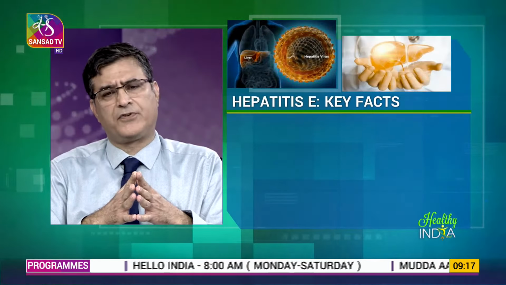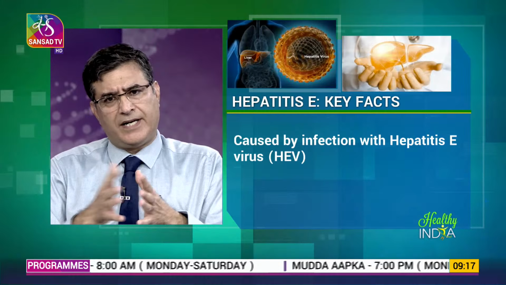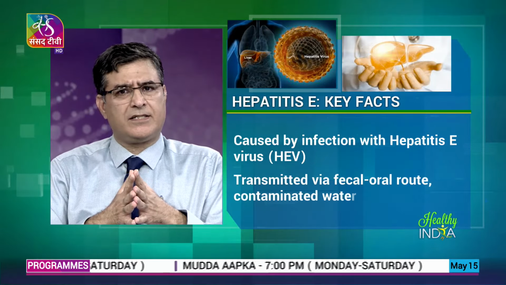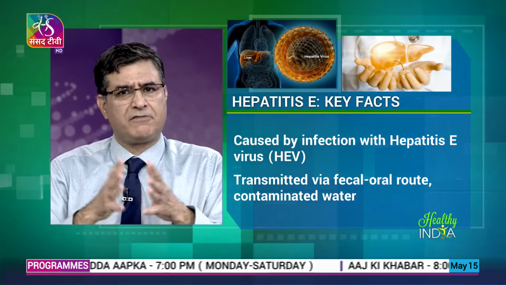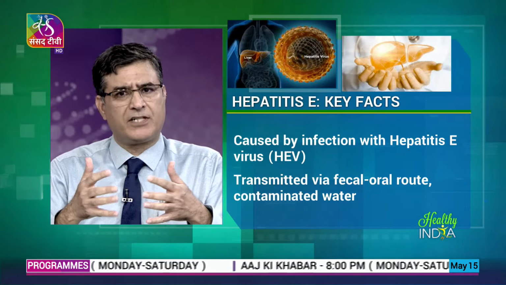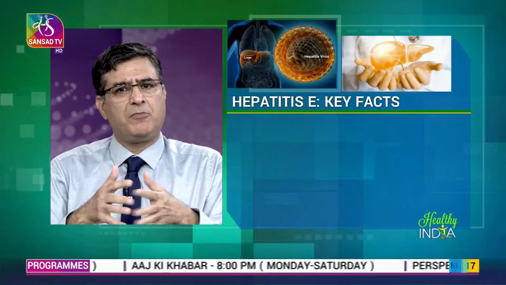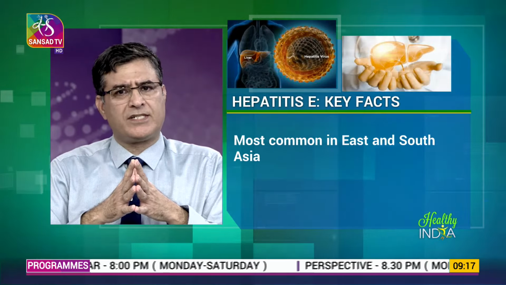And if you ask me today, based on data, the most common cause of acute jaundice or acute hepatitis is hepatitis E in our country. On the other hand, hepatitis D is a partial virus, a defective virus. It cannot cause an infection on its own. So it piggybacks on hepatitis B. So it is never found alone.